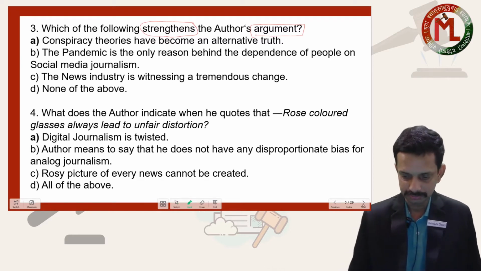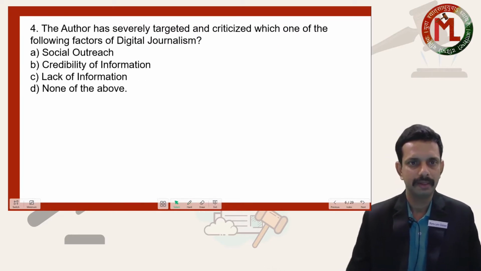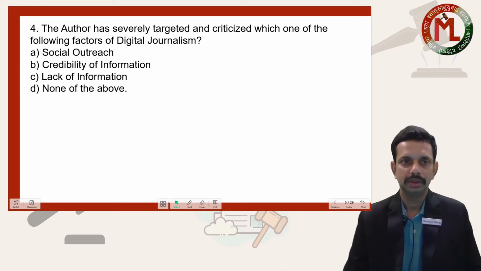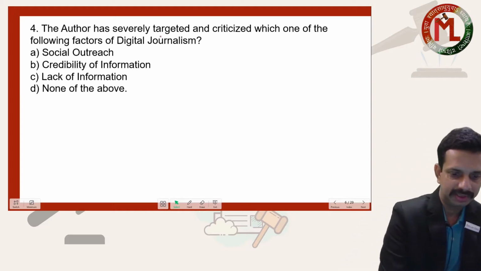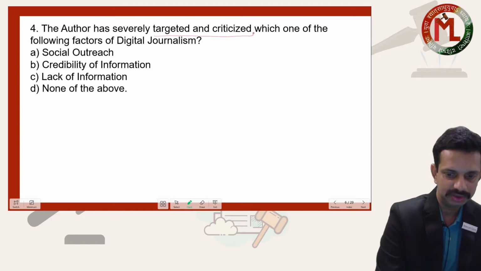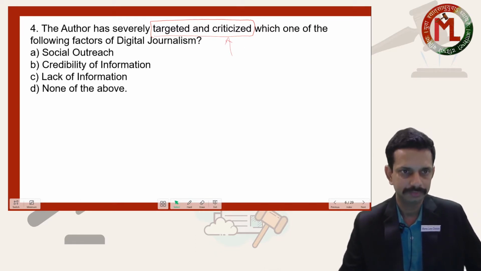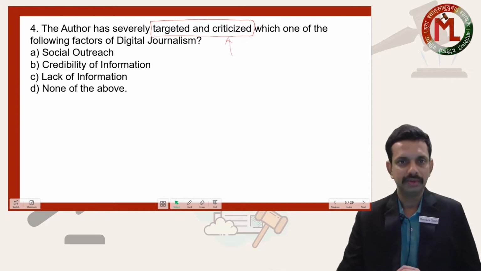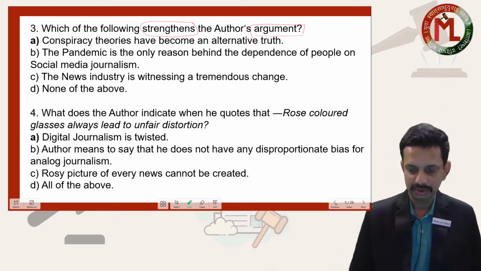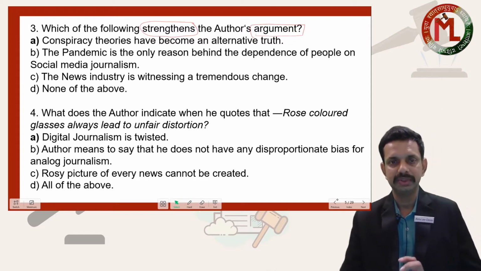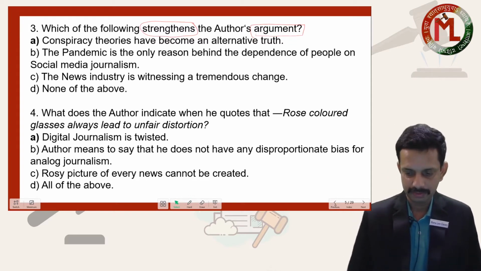Next one, last question. Just take a look. The last question says, the author has severely targeted and criticized which one of the following factors of digital journalism? Now, targeted and criticized, these two words are again our keywords, especially criticized is a very important keyword. Now, we can search these keywords, or you can find our answers on the basis of these keywords in the passage. Go through the passage now.